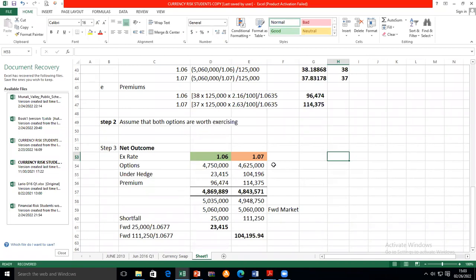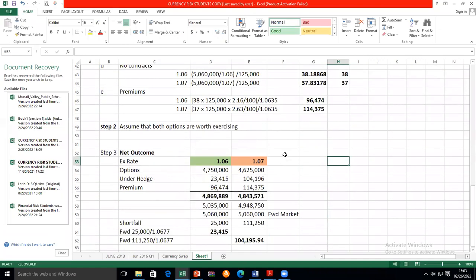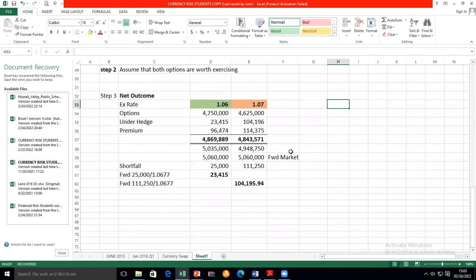Any questions? Gilbert, are we okay? I'm a bit lost on the net outcome in terms of what currency these figures are sitting in. Is it in CHF, or are these figures sitting in USD?